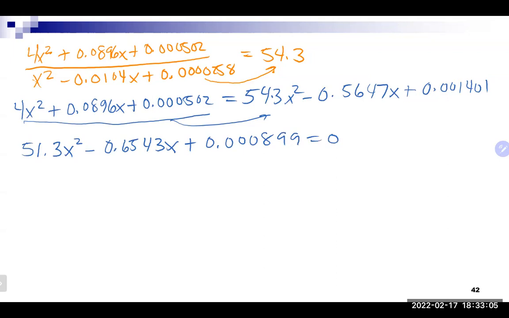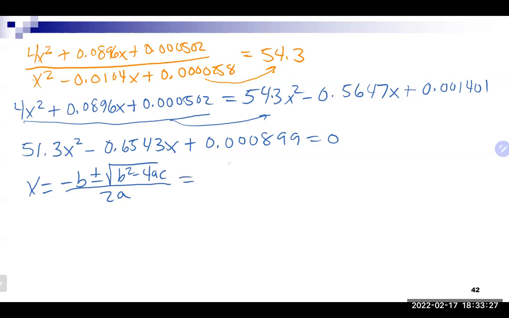Any questions on any of that math there? All right. Feels like we should be done, but we're not. We can actually now do the quadratic formula, which is x is equal to negative b plus or minus the square root of b squared minus 4ac, that's going to be divided by 2a.